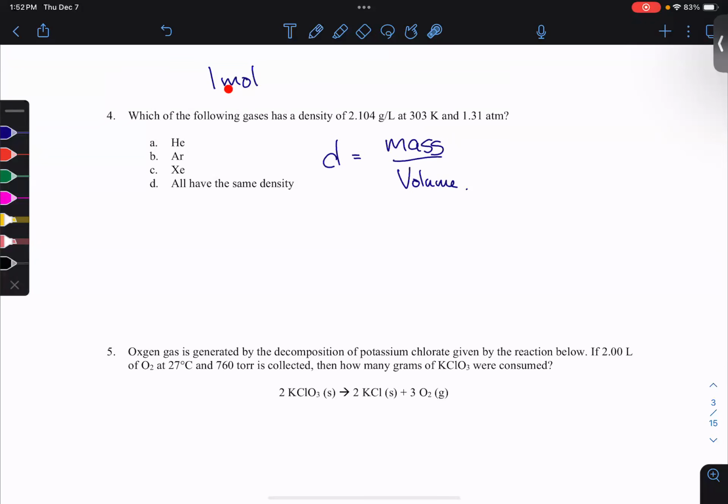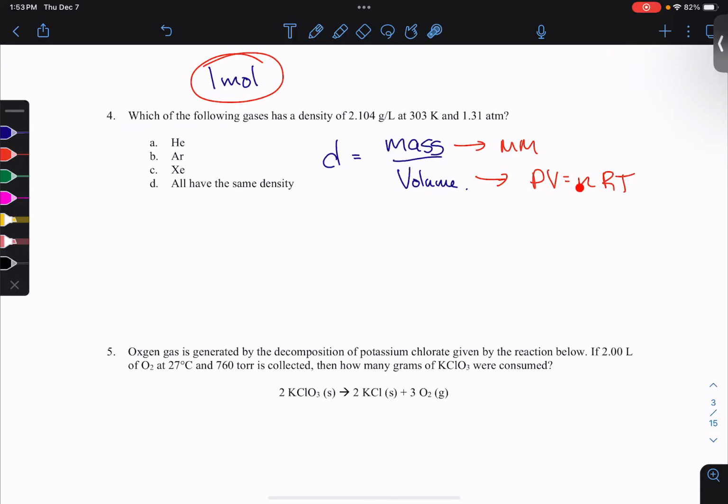If I have a mole of helium gas, do I know how much it weighs? Yes. Where does that come from? The periodic table. If I have a mole of gas at this temperature and pressure, do I know its volume? Yeah, I can figure it out. As long as I start with an easy amount, 1 mole, the mass of that sample comes from the molar mass of that gas, and volume comes from PV equals nRT.